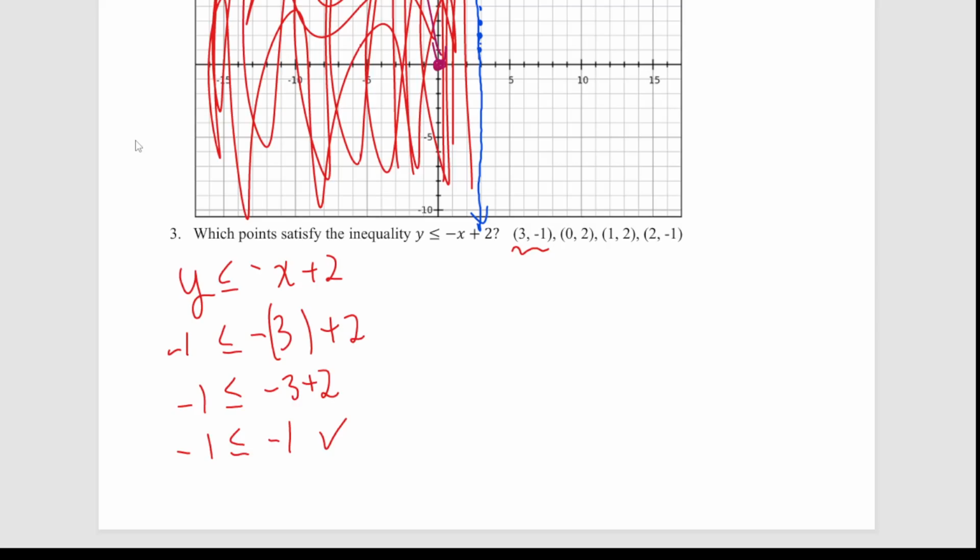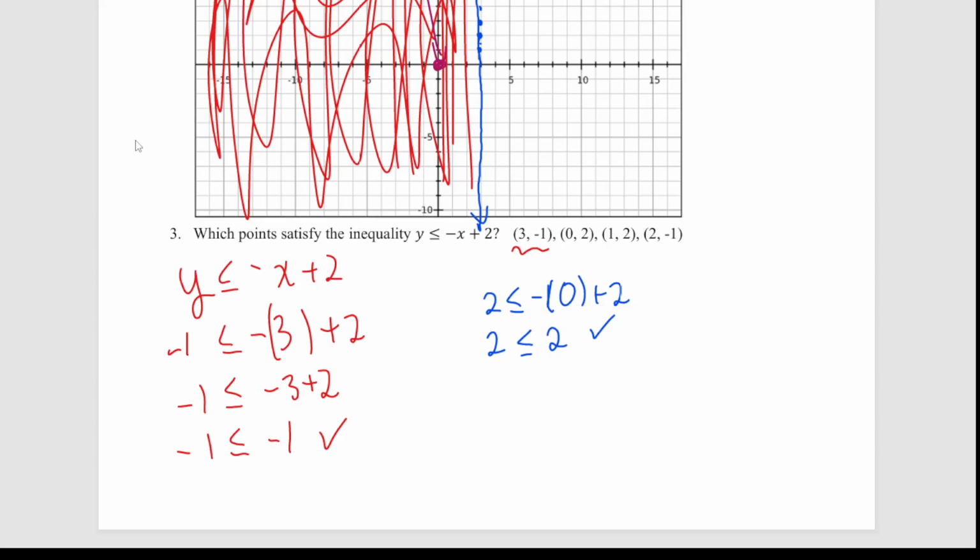So for the last 3 points, for 0, 2, that would be plugging in 2 is less than or equal to -1 times 0, which is just 0 plus 2. So that would be 2 is less than or equal to 2. That is indeed part of the solution set.